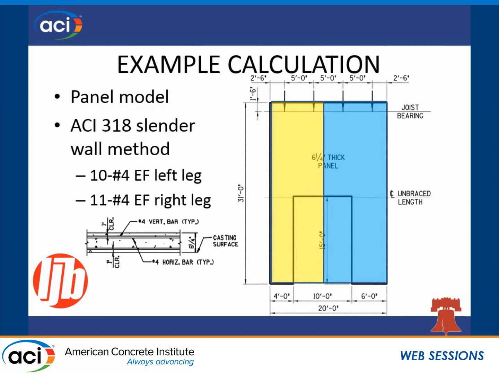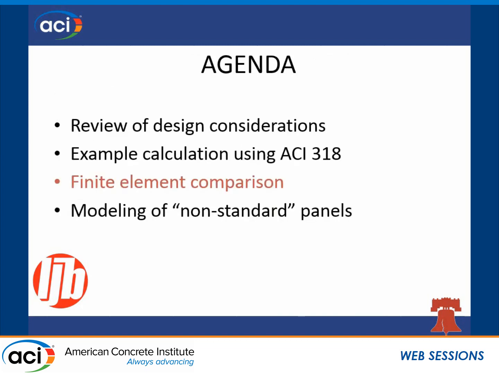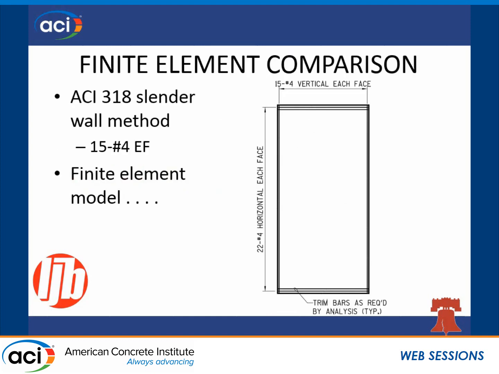In doing that, we get a solution through 318 that has 10 number 4 bars on the left leg and 11 number 4 bars in the right leg. Let's look, though, at some finite element comparisons, because we've talked about a simplified procedure that's provided in ACI 318, but how does that really compare to what's going on with the panel?